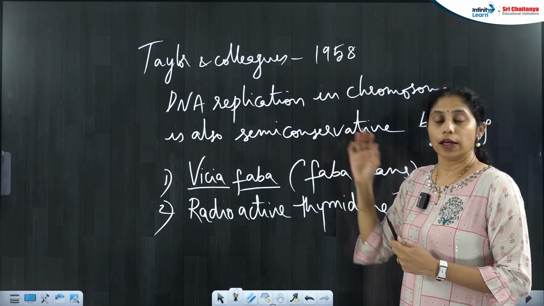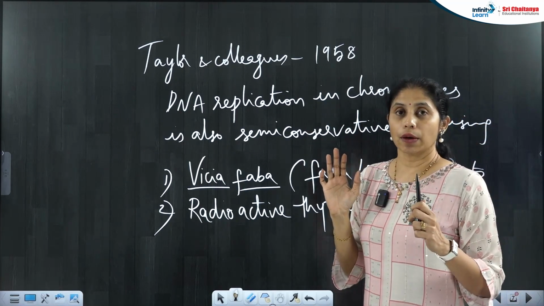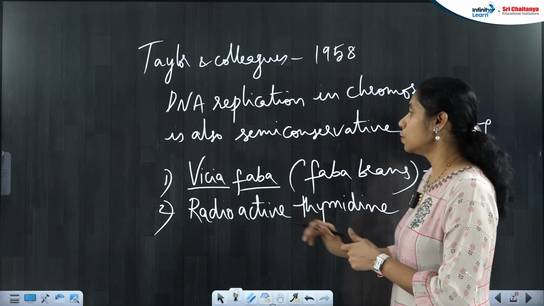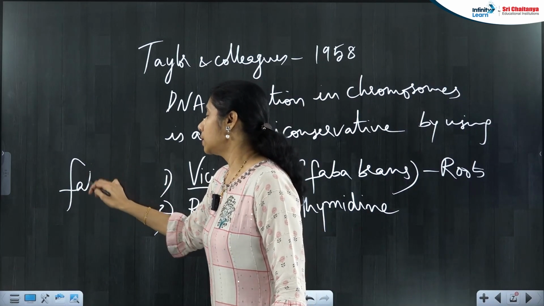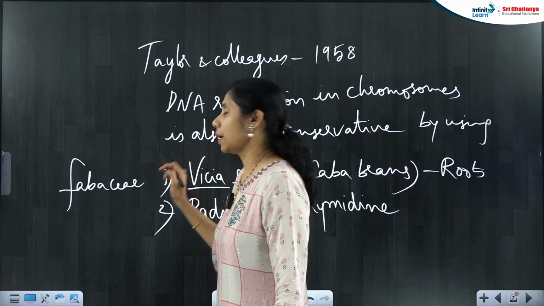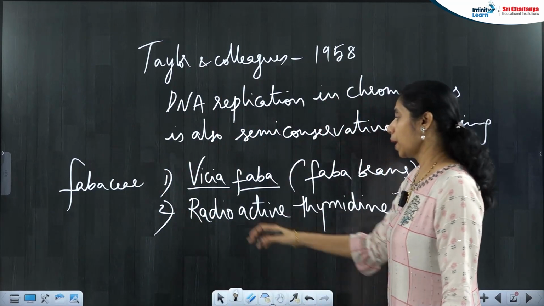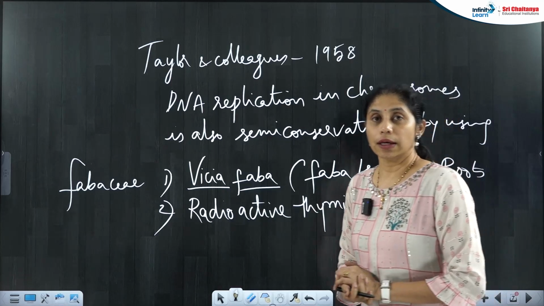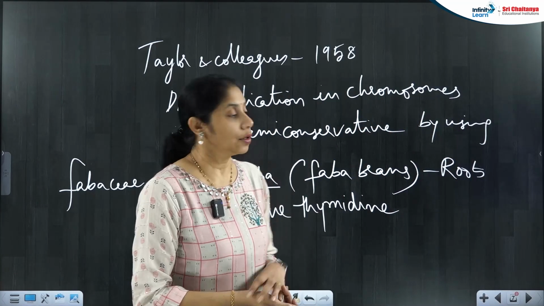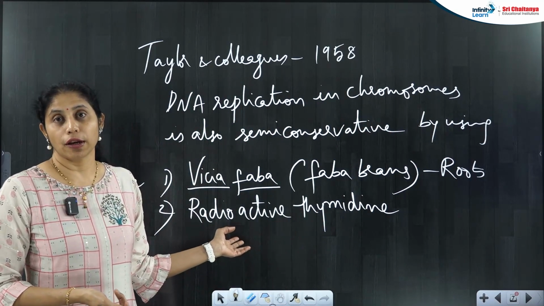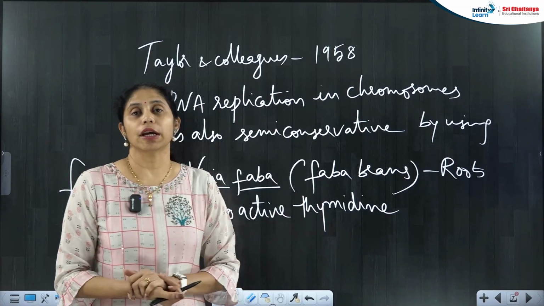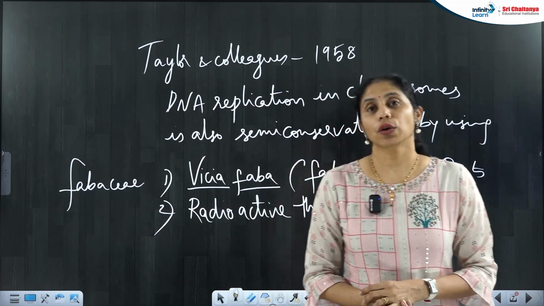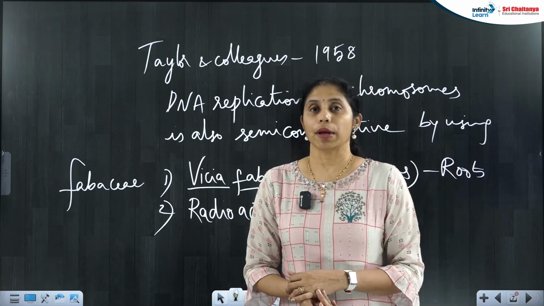They also proved that DNA replication is semi-conservative by using plant material. The plant material is Vicia faba, which belongs to the Fabaceae family. This is a link with the first year chapter, that is Fabaceae family, and they used the radioactive thymidine. You know that thymidine is a nucleotide. That nucleotide they have used here as radioactive material, and they proved that replication is semi-conservative. So, now let us go to the actual topic of semi-conservative replication.